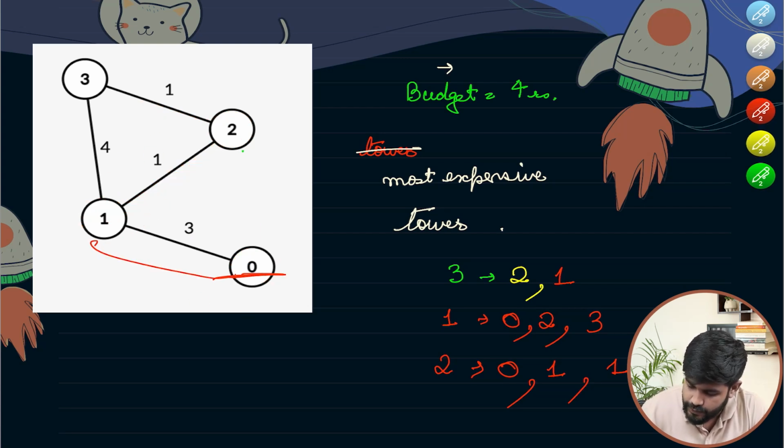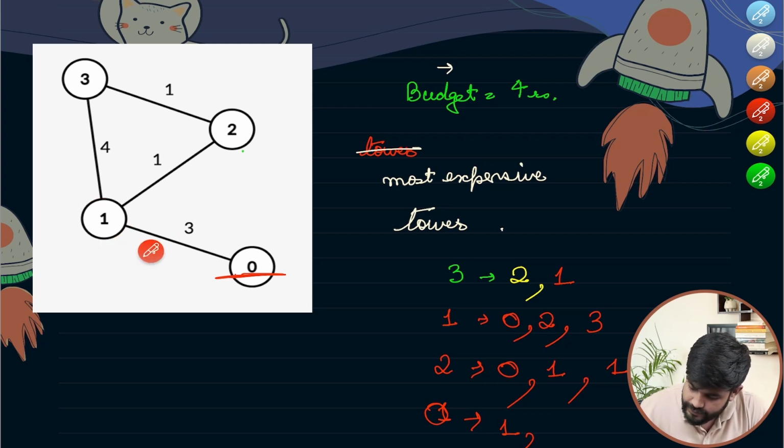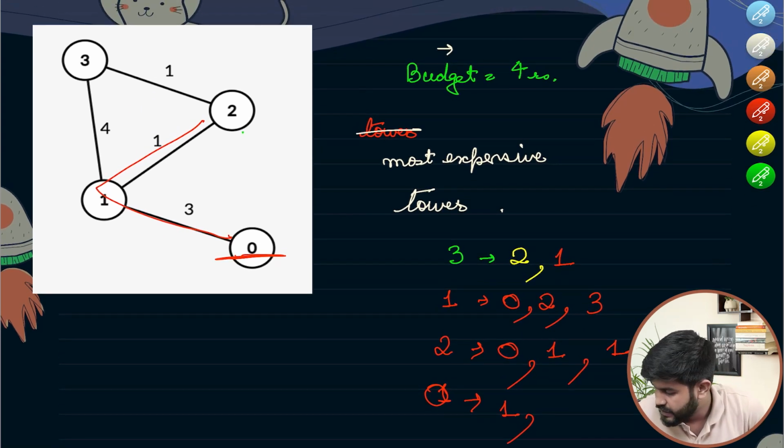From 0, can I visit 1? Yes, with a cost of 3. So from 0 we can visit 1 with a cost of 3. From 0, can I visit 2? Yes, with a cost of 4 again, which is within our budget. So I would say 2 also.